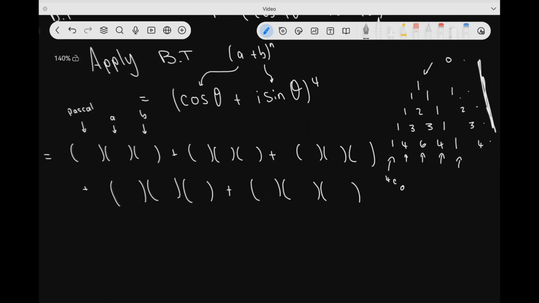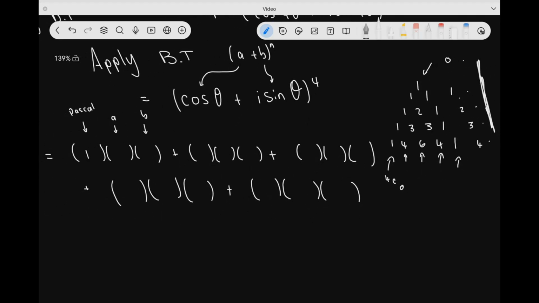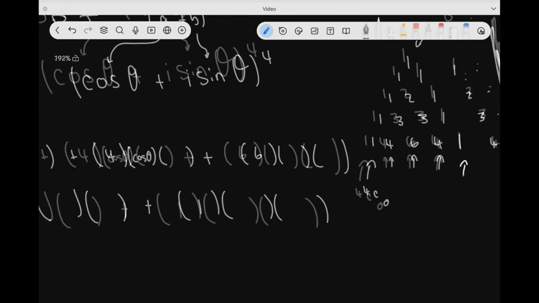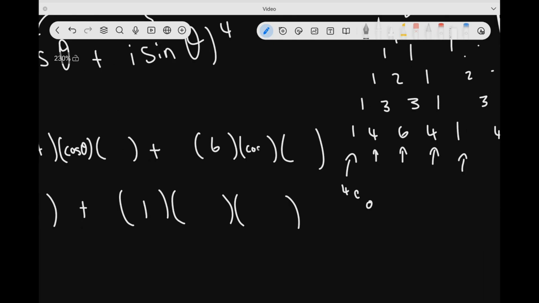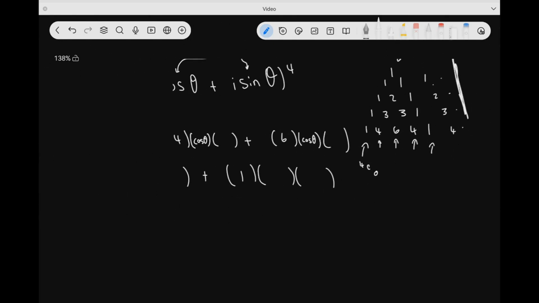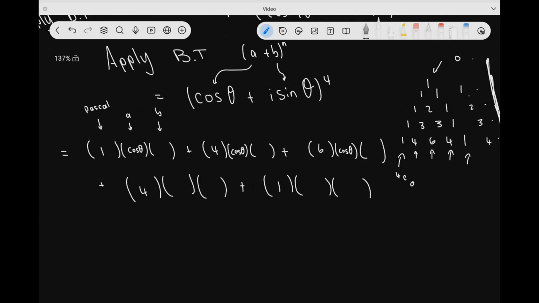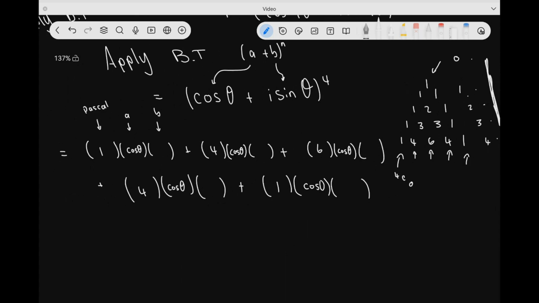So let's go. First, we place in the Pascal values, 1, 4, 6, 4, 1. Next, we place in the A, which is cosine theta, in each group. Next, we have i sine theta in each group.